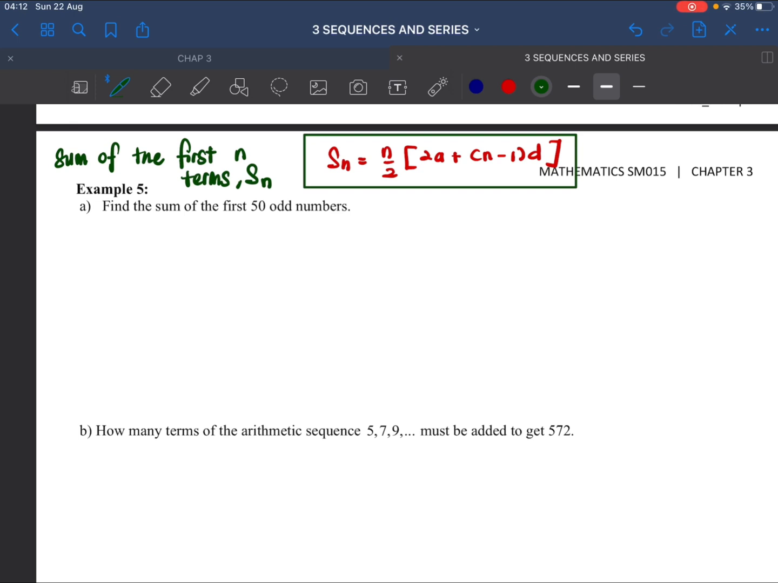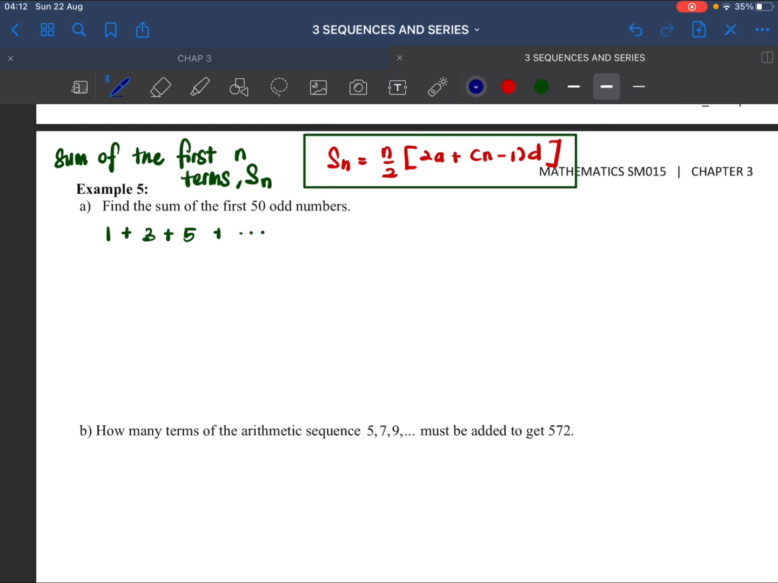Okay, so the first question, example 5, asks to find the sum of the first 50 odd numbers. Okay, dalam kepala, sum of the first 50 odd numbers. So we have our odd numbers: 1, 3, 5, 7. So the question wants the sum. Okay, saya pun tambah semua. Takkan kita nak buat sampai 50 kan? Sebab tu wujudnya arithmetic progression dekat sini.